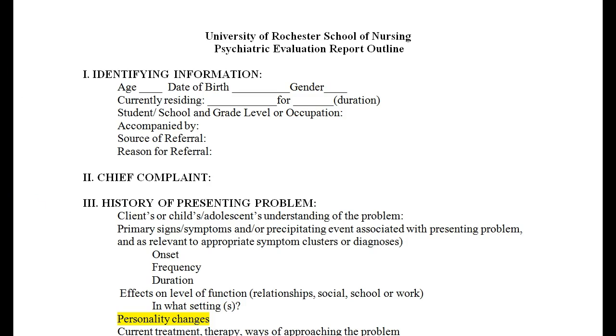The first is to start with identifying information, and this is really to say what is important about this person that you need to know. What are some of the important features: age, date of birth, gender, for example, or how people identify their own gender, where do they live, what kind of things are they involved with, and who are they there with, and why did they come to see you today. So that's usually an opening.